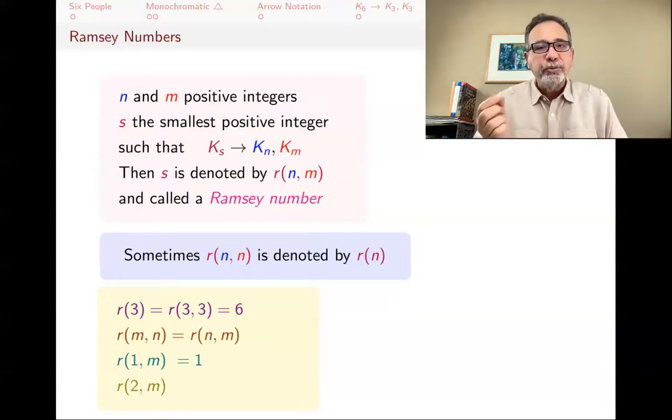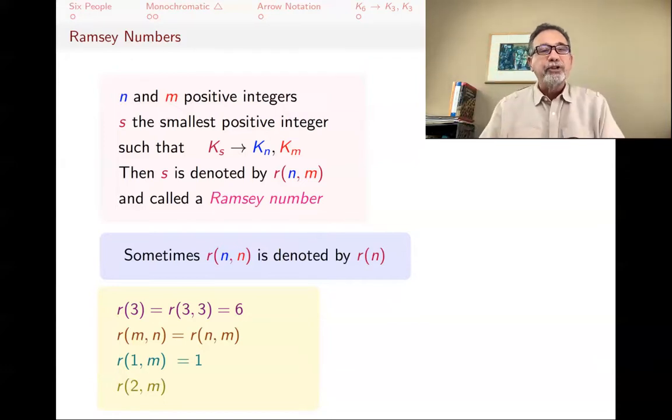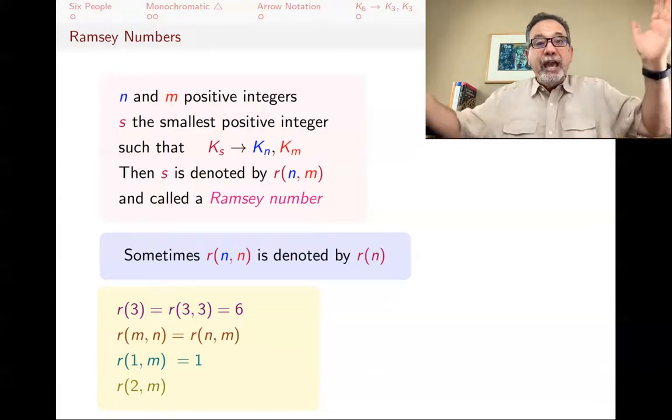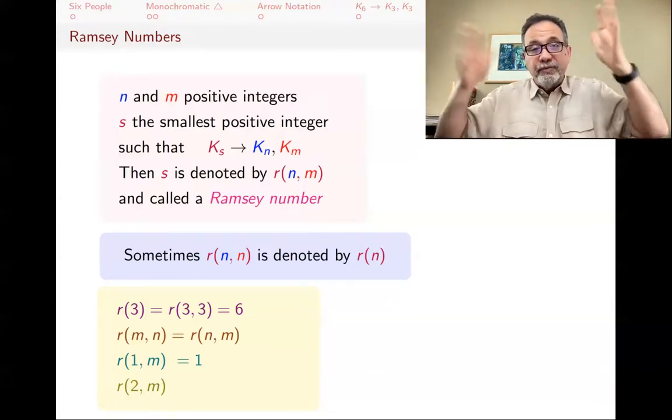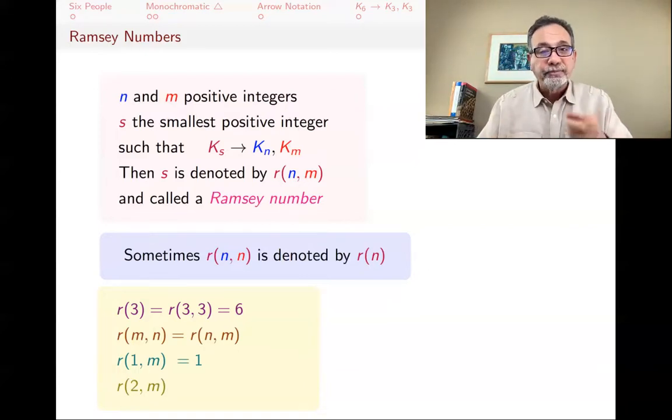A blue K2 means what? Two vertices and an edge between them. It's just an edge. So how big should my system be so that I'm guaranteed either a red KM, which is a huge thing with lots of vertices in it, or a blue edge? And the answer is, think about it, it's M.